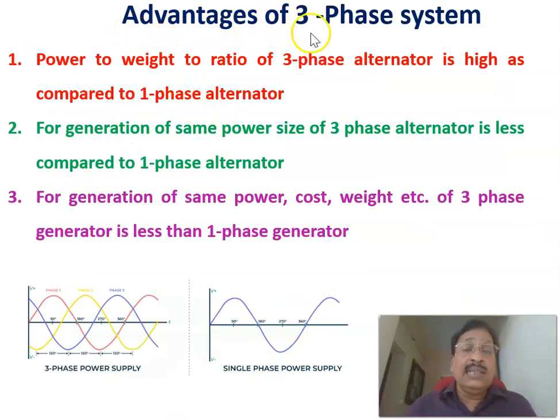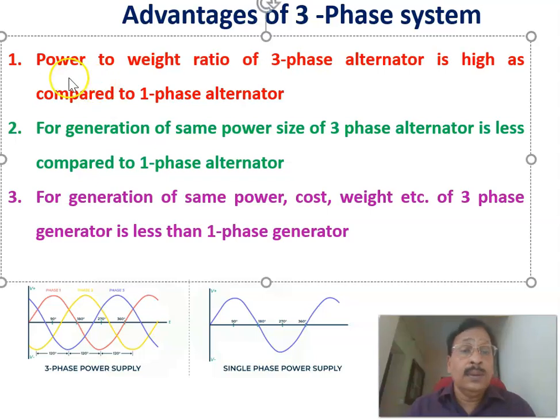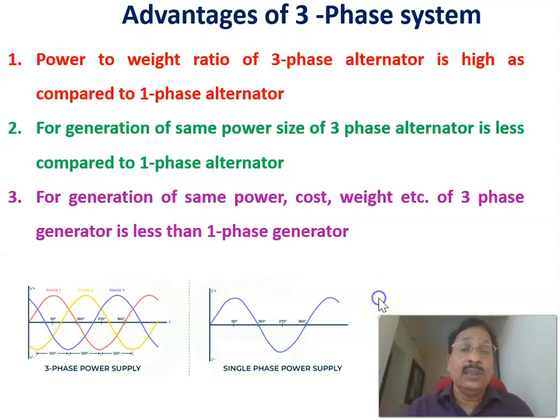Now let us see the advantages of a three-phase system as such. The first one is that the power to weight ratio of a three-phase alternator is high as compared to a single-phase alternator. That is the first advantage of three-phase. The meaning is that for the generation of the same power, the size of a three-phase alternator is less compared to the size of a single-phase alternator. Because to generate the same power, the size is less in the case of a three-phase alternator. That is why it is the first advantage of a three-phase system.